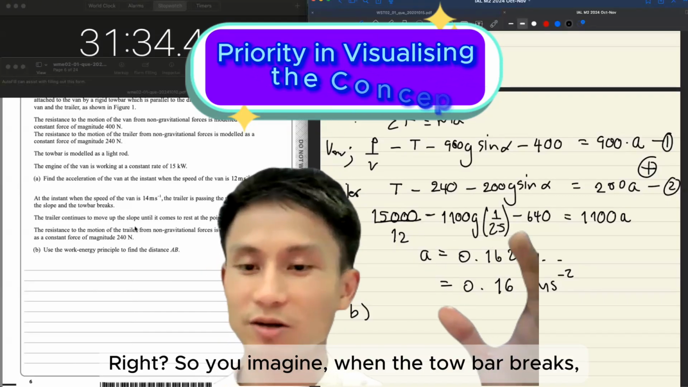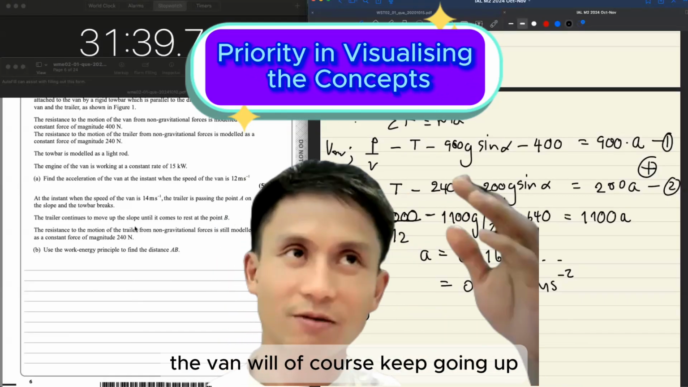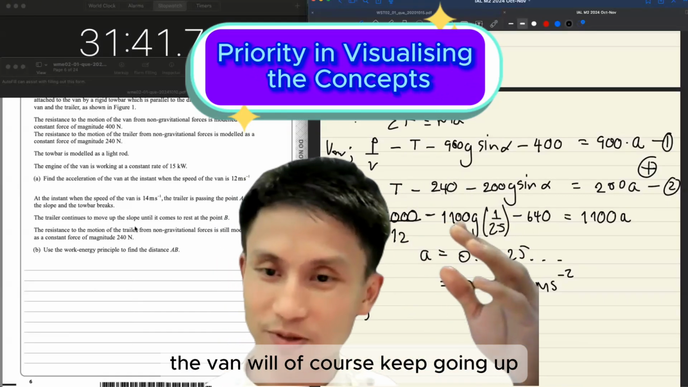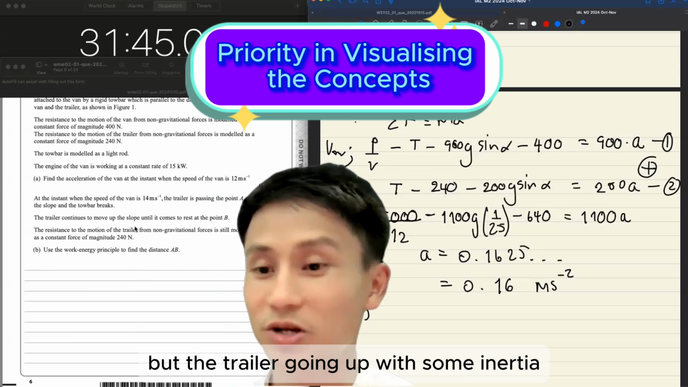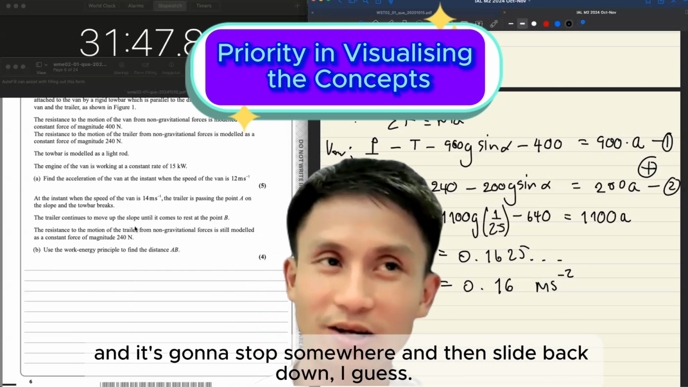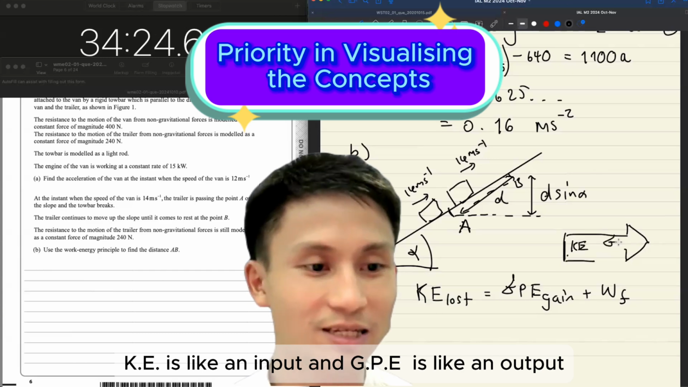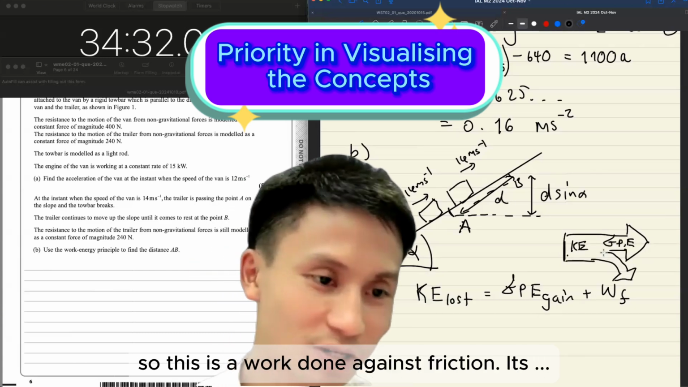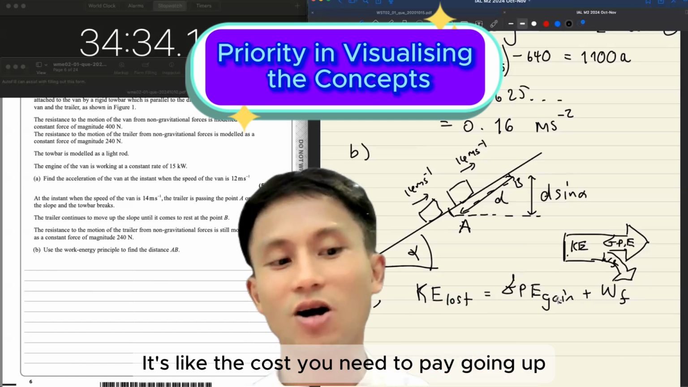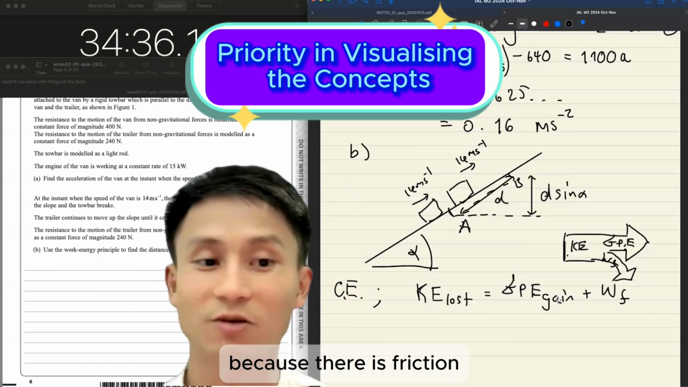Right? So you imagine when the tow bar breaks, the van will of course keep going up, but the trailer going up with some inertia, and then it's going to stop somewhere and then slide back down, I guess. KE is like an input and GPE is like an output. So this is the work done against friction. It's like the cost you need to pay going up because there is friction.